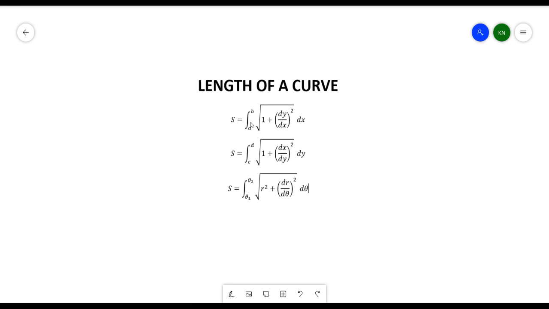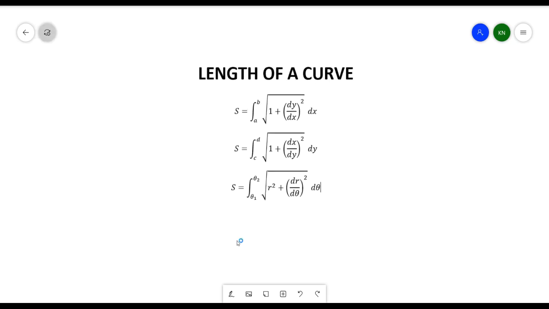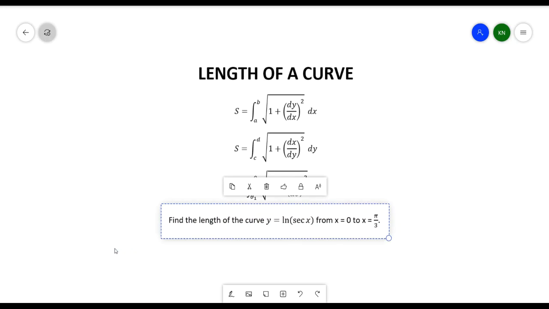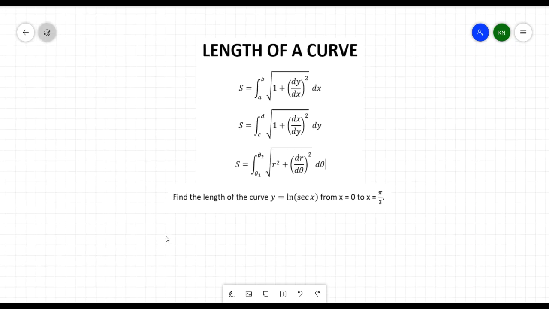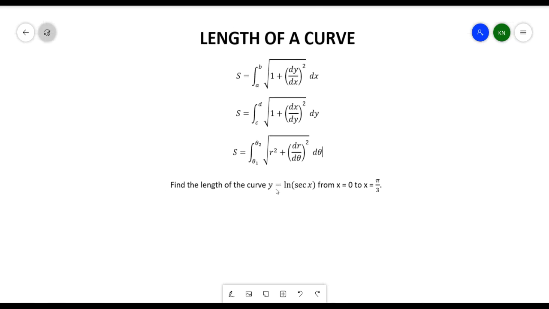So we have here the integral of the square root of 1 plus the derivative of our function squared, with respect to x, and we have the limits from a to b. So we have here the example: find the length of the curve y equals ln of secant x from x equals 0 to x equals pi over 3. In this case, as you can see, our function is equivalent to y, meaning to say we will be using the first equation, which is finding the integral with respect to x.